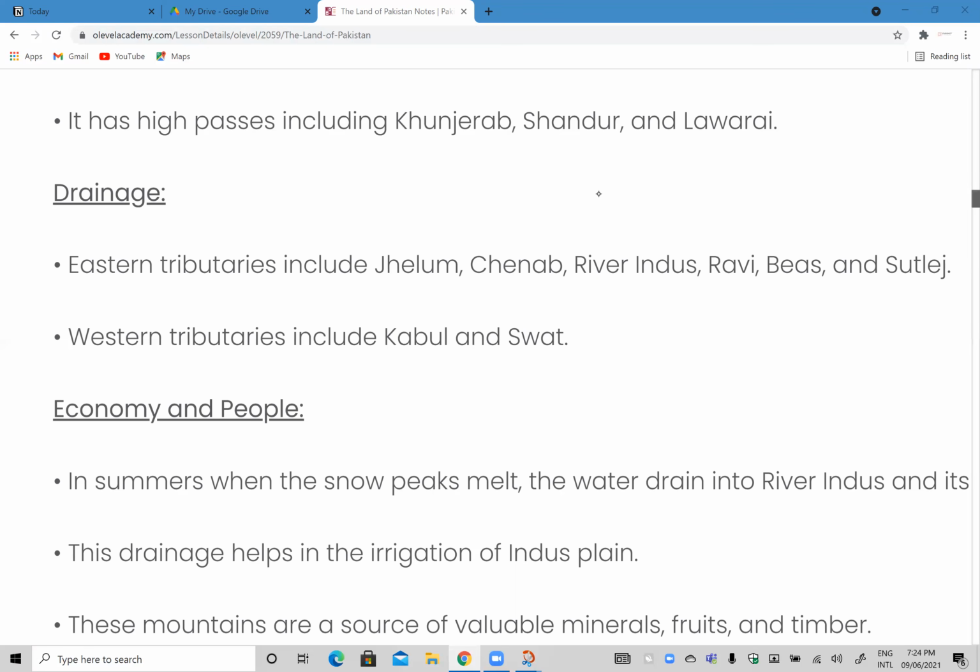For example, Jhelum, Chenab, Indus River, Ravi, Beas, Satluj. So these are the eastern tributaries, and the western tributaries are the Kabul and Swat Rivers. So these are the important rivers that carry water from the northern mountains to the lower areas.